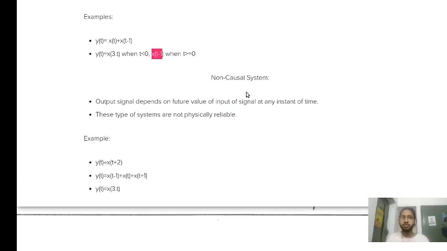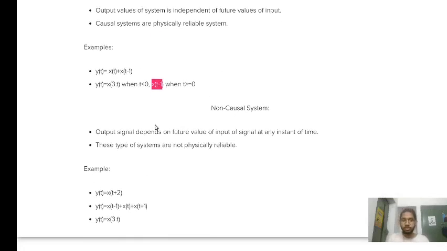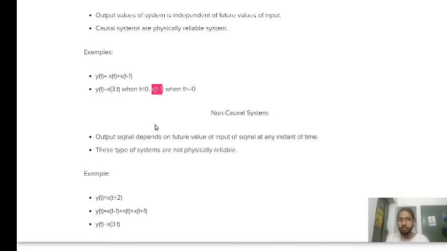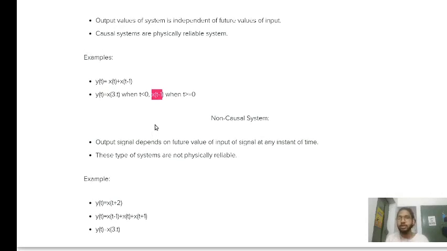Let's move ahead to the non-causal system. Output signal depends on the future value of input at any instant of time. And the second point is that these systems are not physically reliable, because it's very difficult to find a system that depends on the future value of input. Okay, so a causal system can depend on the present value or past value. The non-causal system has to depend on the future value of input.